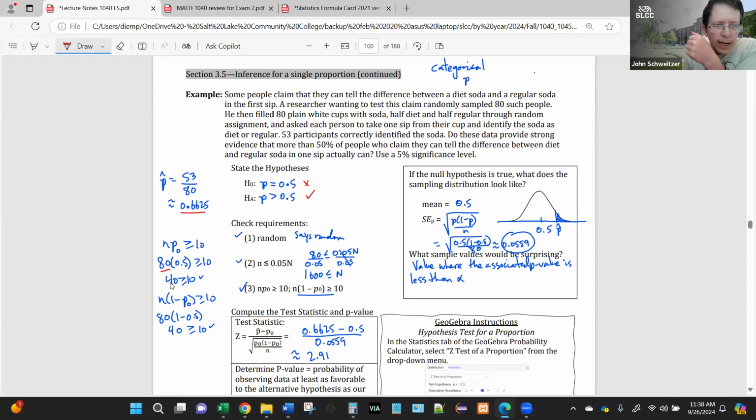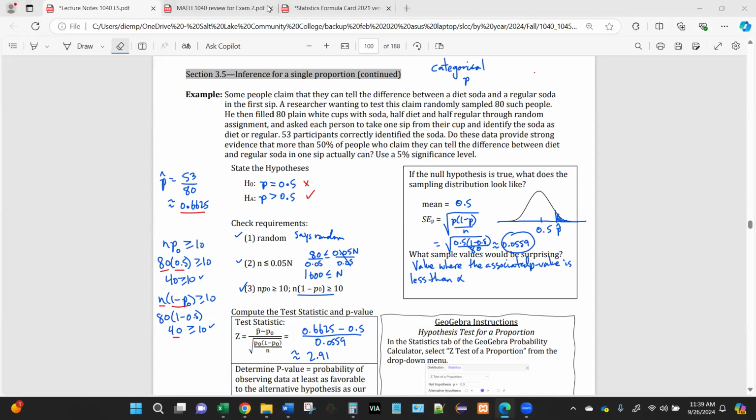I'm just recapping. We went 80 times 0.5. So if the null is true, we expect about 40 people to be able to tell the difference. And then we went n times 1 minus p0. So that also ended up as 40. And so we should be good. If the null is true, we should have enough in both categories. With the confidence interval, you don't have to do the full formula. You can just say, well, there's 53 successes, but this is not a confidence interval. This is the hypothesis test. So we have to use p0 here instead of p hat. Okay, so we check the conditions.